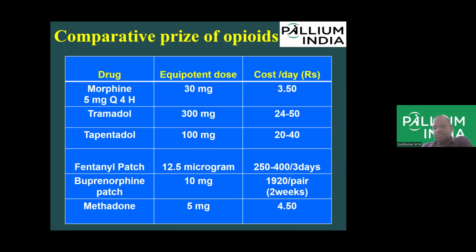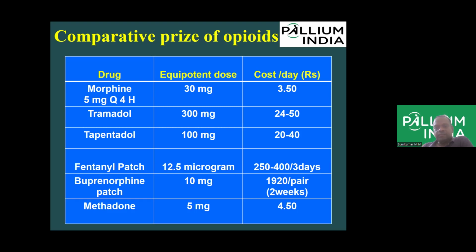So that means the patient needs to spend about 100 times more. It is 100 times costlier than morphine, 250 to 400 rupees. To achieve the same pain relief with buprenorphine patch, it is 1920 per pair. And with methadone, it is almost comparable to morphine.